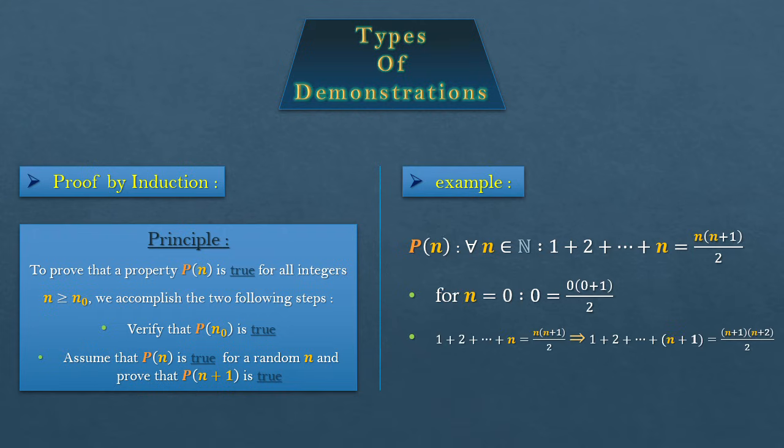Now if we assume that the sum of the first n natural numbers is equal to n times (n plus 1) all over 2, we can find that the sum of the first n plus 1 natural numbers is equal to (n plus 1) times (n plus 2) all over 2, by adding n plus 1 to the ratio n times (n plus 1) all over 2, which represents the sum of the first n natural numbers by assumption. So we can finally deduce that our property Pn, which states that the sum of the first n natural numbers is equal to n times (n plus 1) all over 2, is true, whatever the value of the natural number n is.